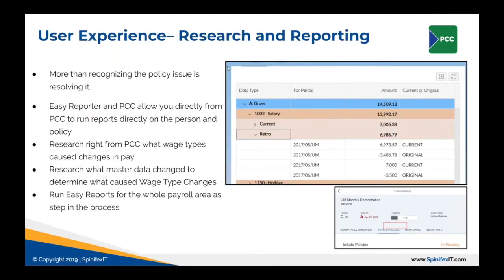And here's the final thing, or two final things actually before we get in there, where we go a step further. So I'm going to show you today how Easy Reporter and the SpinifexIT PCC RDS can improve your policies, but I'm also going to show you how they improve your research, right? PCC is going to tell you something's wrong, right? And in this case, because this is the scenario we're going to look at, someone's going to have a retro over a certain amount. And you're going to go, you know what, PCC, thank you. That's great. But why? And what was it? What caused the retro? Well, what we're going to show you today is right from within Payroll Control Center, I can drill in to this person's wage types and see exactly where the retro occurred and on what wage types it happened on out there.